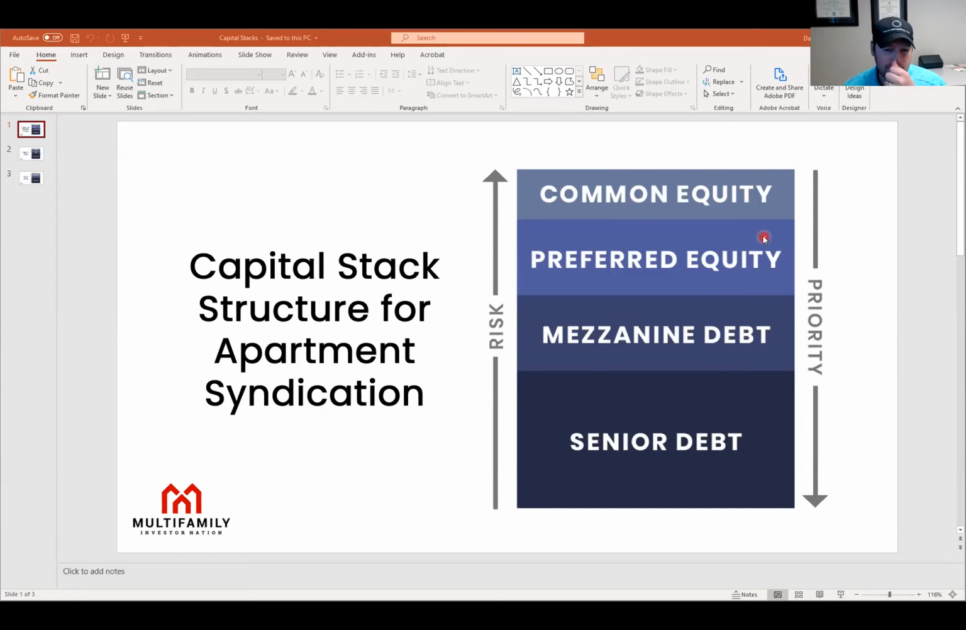And what I mean by priority is that the lower you are in the capital stack, you're going to get paid your return first, right? And then also your initial capital will be returned back to you as well.